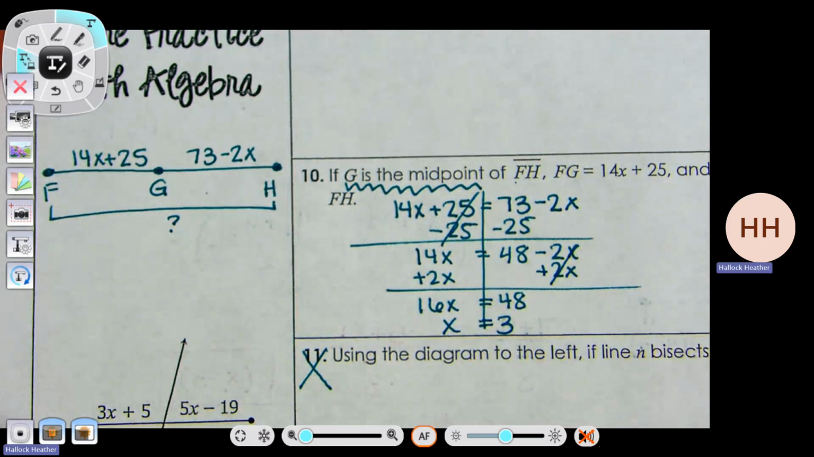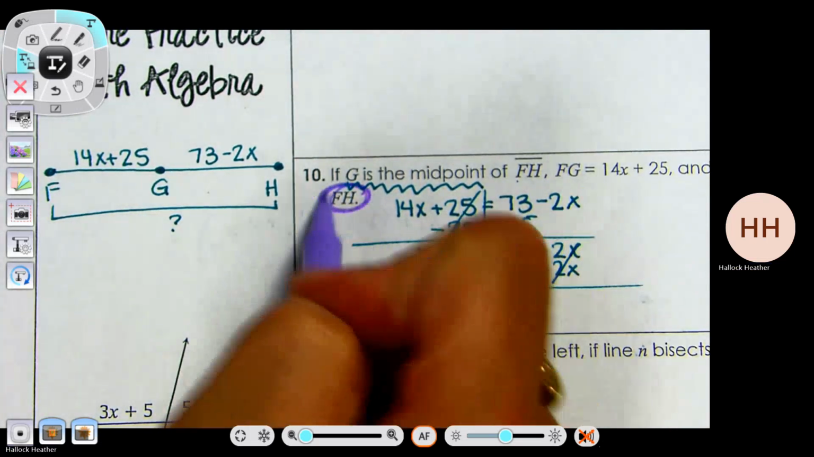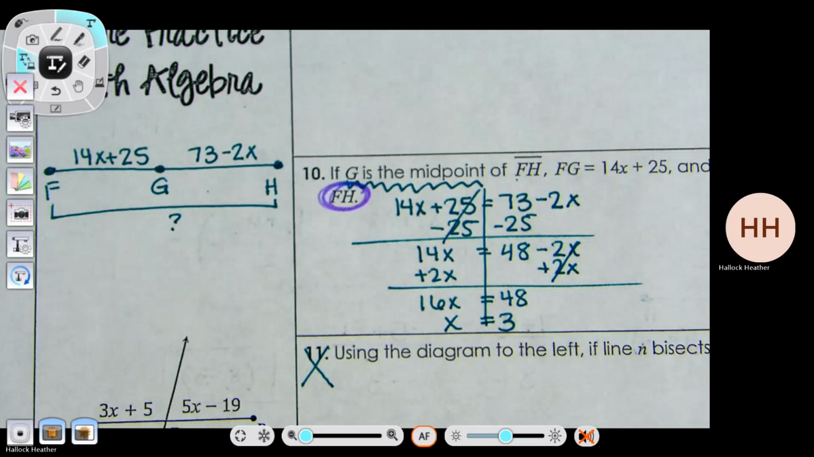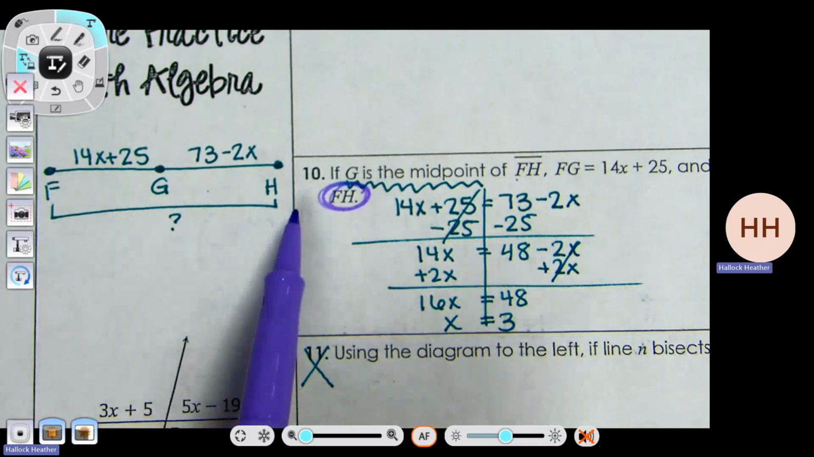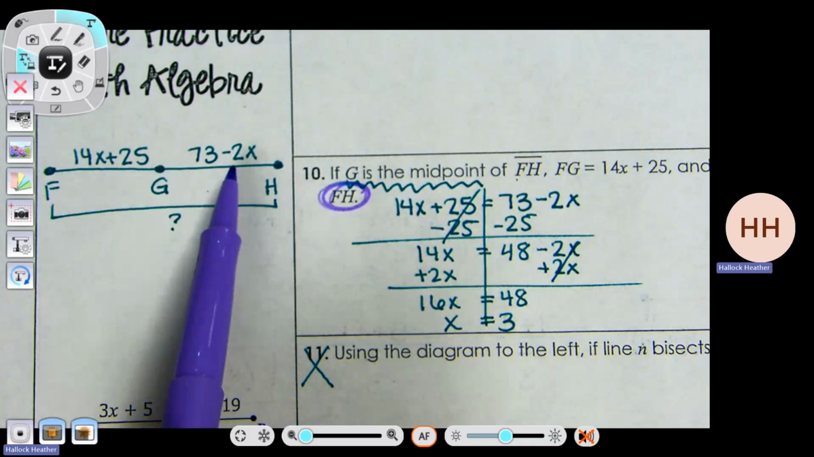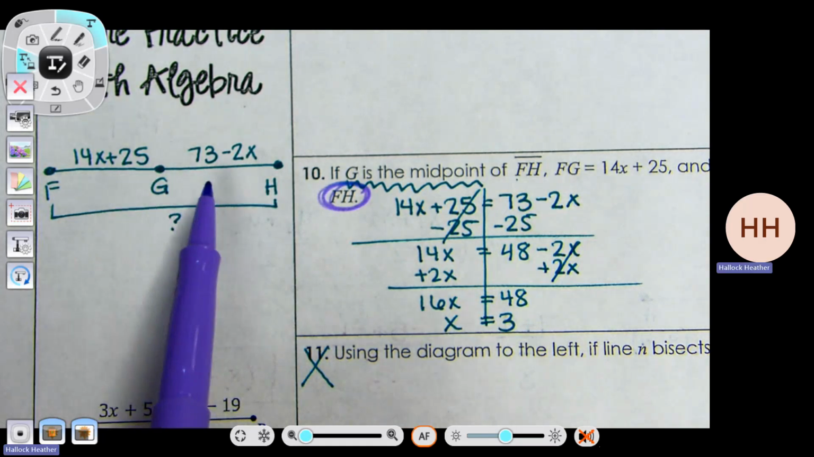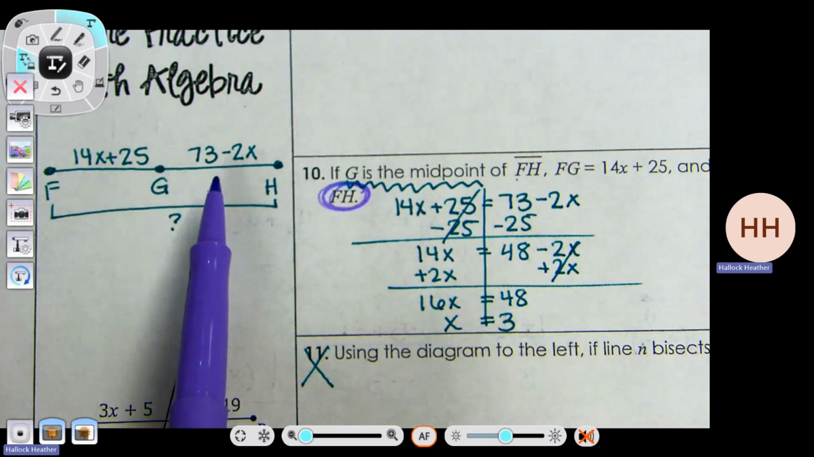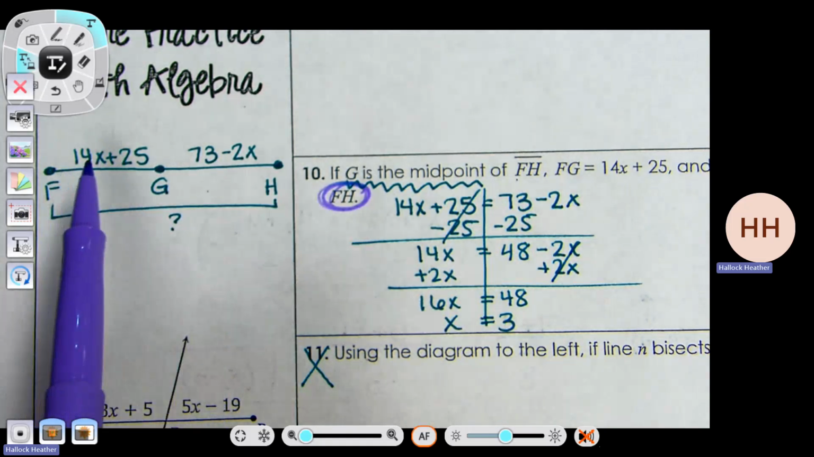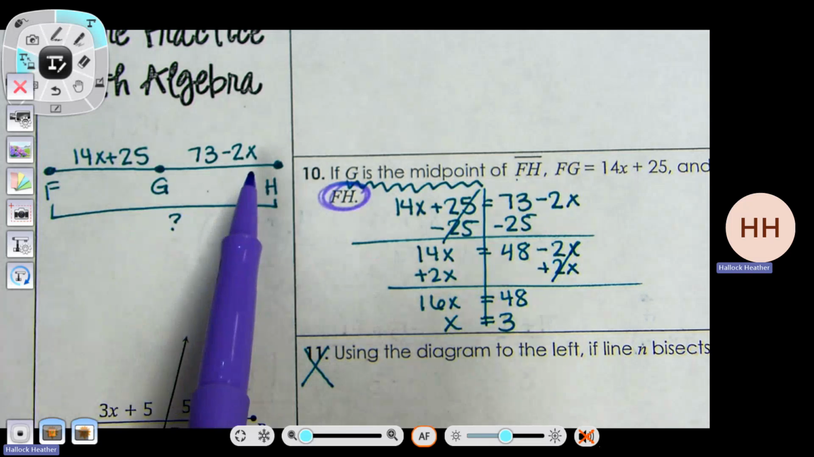Now, how do I find FH? Yes, genius. Because we want this whole thing, we have to plug it into both and then add them together. Now, does anybody know if they're a midpoint, what this means about both sides? They're equal. So do I really even need to plug it into both? No, I could just get one and then give it the same number.